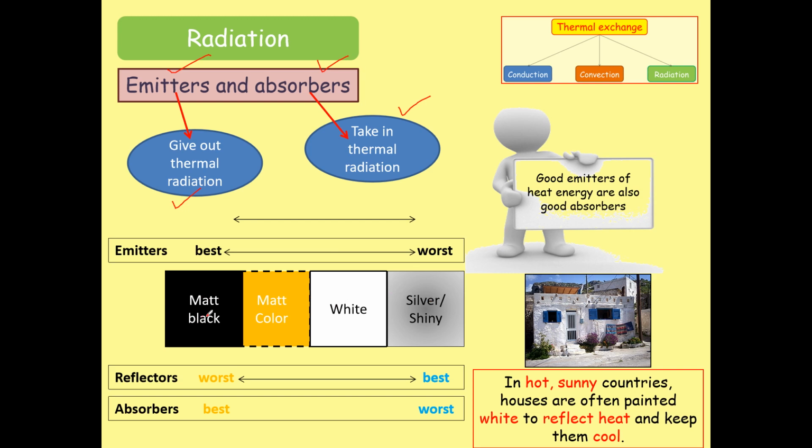So if we take a category of material, let's say we have a matte black surface, then we have a colored matte surface, then we have a white surface, and then we have a shiny or silvery surface like metals, right? Polished surface. Okay, in that case, the worst emitter would be the silvery and the shiny surface. Why? Because they mostly are the best reflectors.